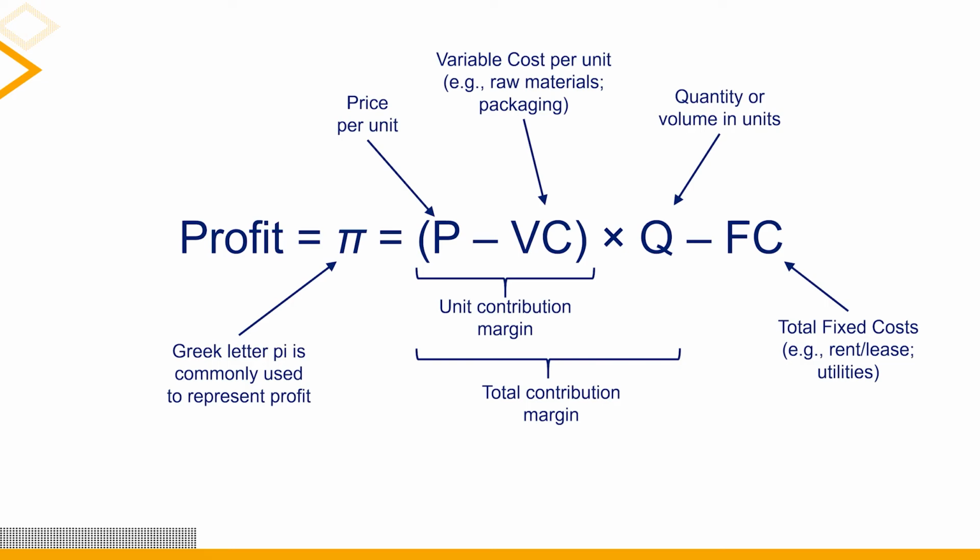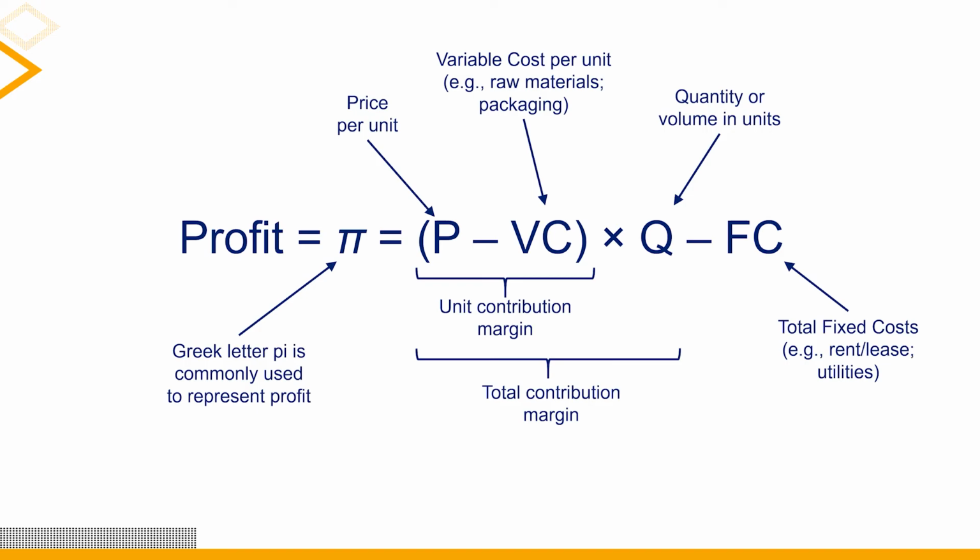Here is the fundamental profit equation in its simplest form. Costs are succinctly described as being either variable, i.e. those that vary with each unit, such as the cost of raw materials and packaging, and fixed costs, i.e. costs such as rent or lease payments and utilities that don't vary with each unit, or at least for the range of units under consideration.